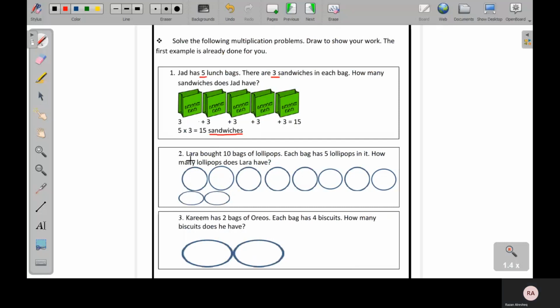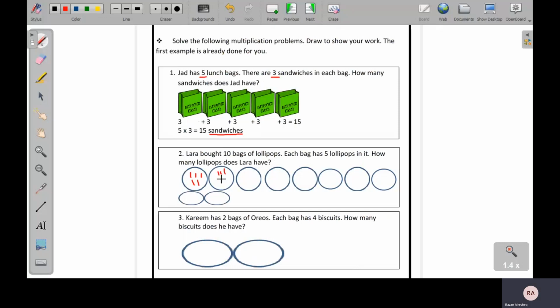Let's do number 2. Lara bought 10 bags of lollipops. Each bag has 5 lollipops in it. How many lollipops does Lara have? So here I already modeled my 10 bags. I know that each bag is going to contain 5 different lollipops.